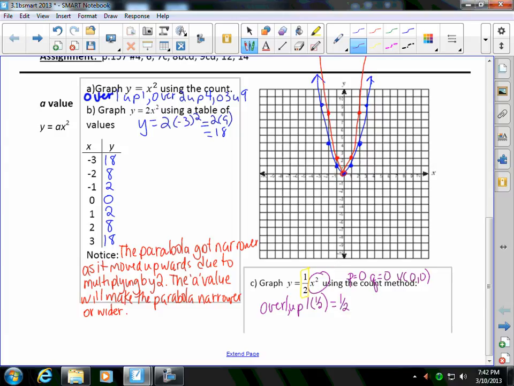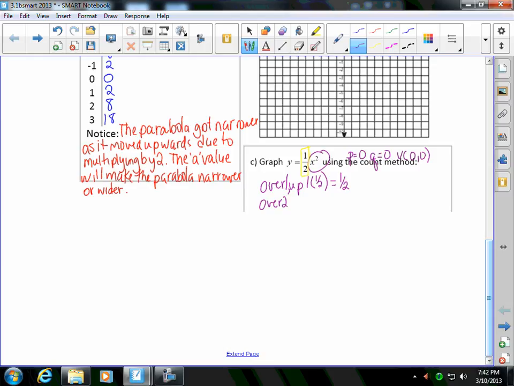So we're going to go over a half spot instead of up 1. That means if we do our over 2, normally we would go up 4, but we have that half value to think of, so we have to half that 4, so we're going to go up 2 instead.